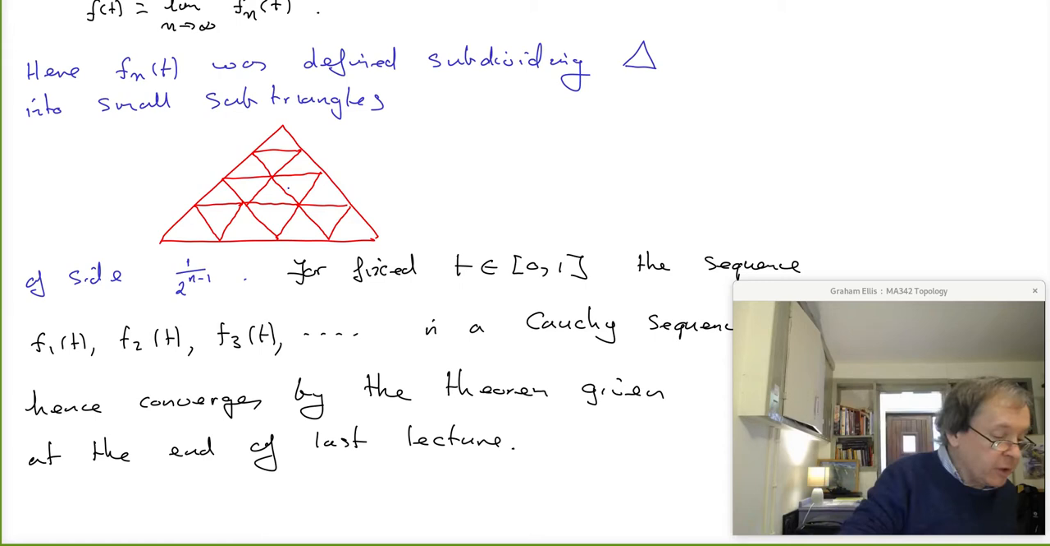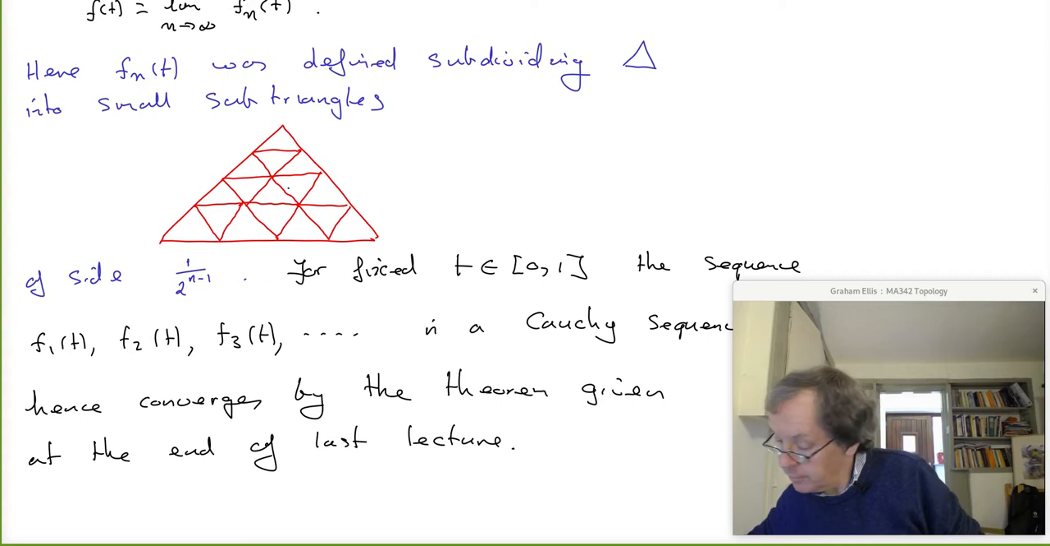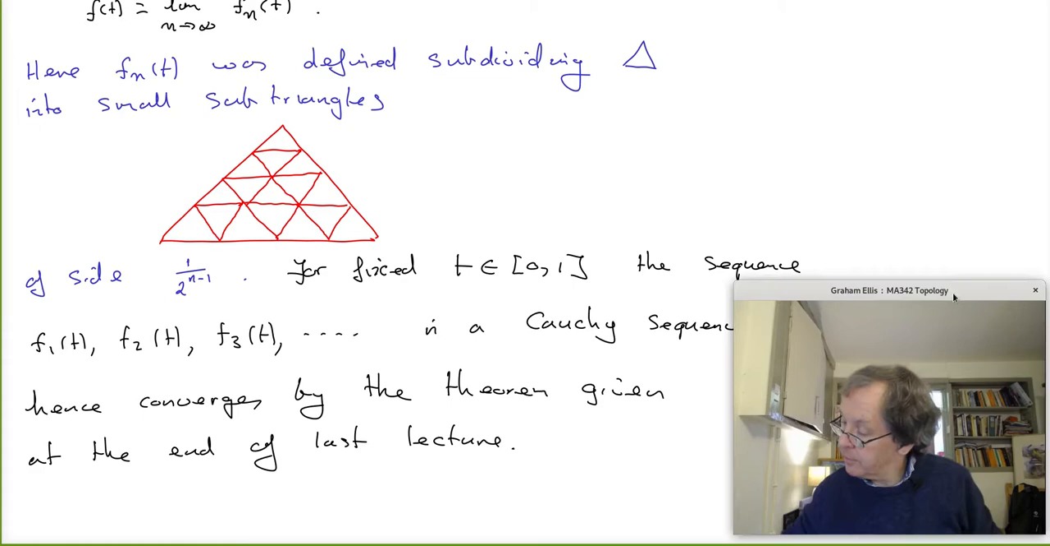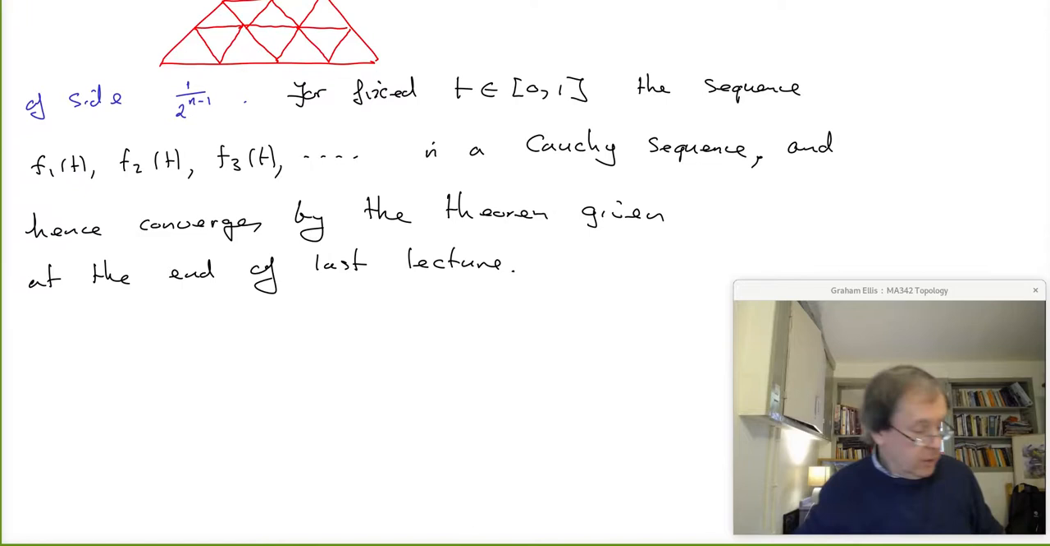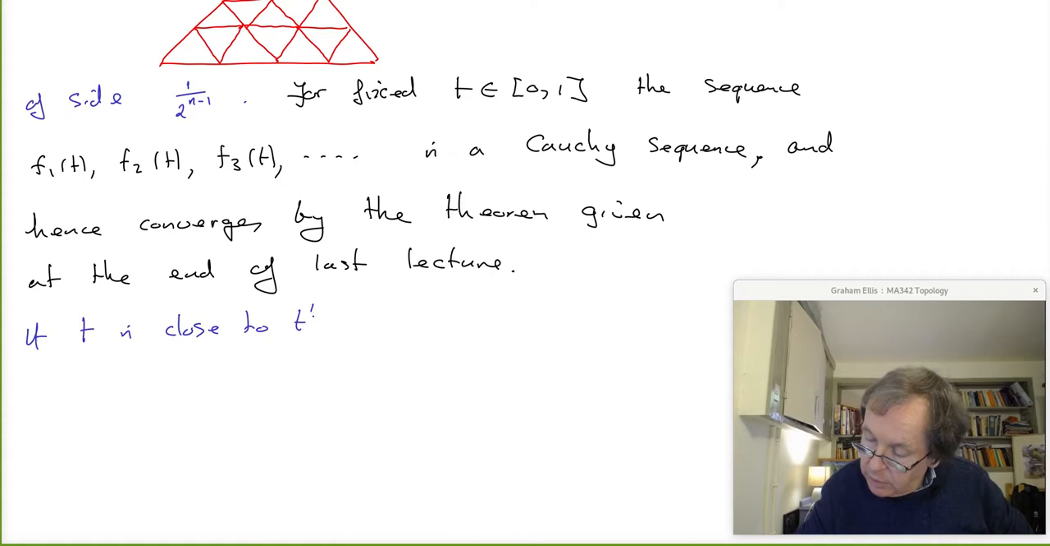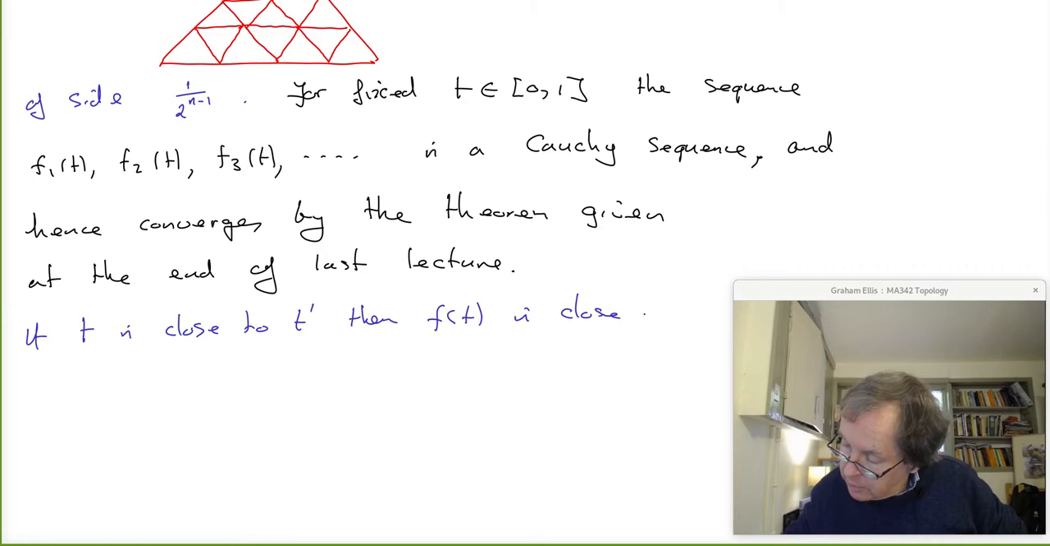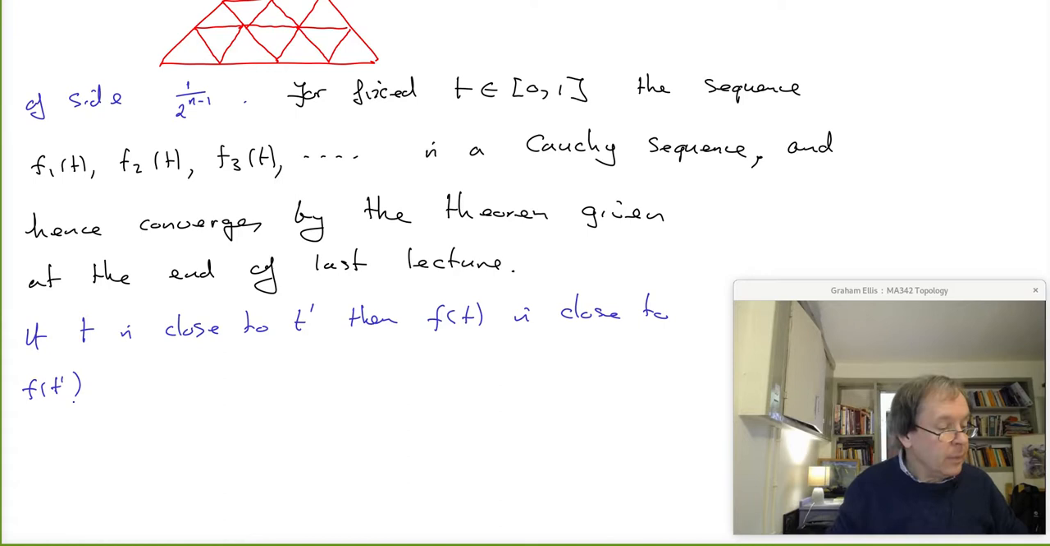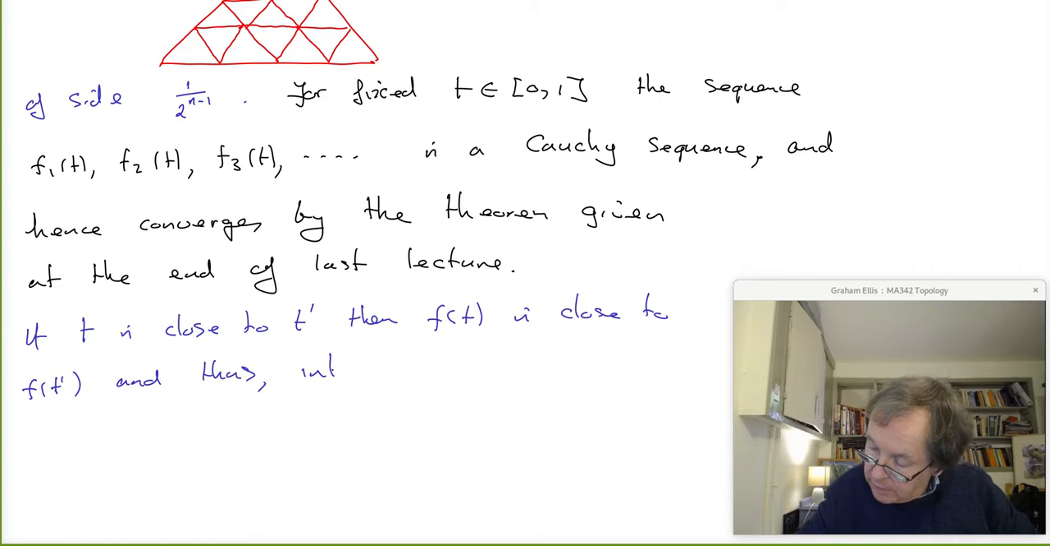Let me write that down. If I go to a different colour, if t is close to t prime, in other words, if I change my input t just a little bit to t prime, then f of t, by construction, is close to f of t prime. And thus, intuitively, a small change in input yields only a small change in output. You've got a continuous function. The function is continuous.